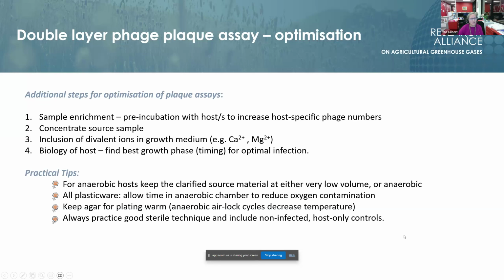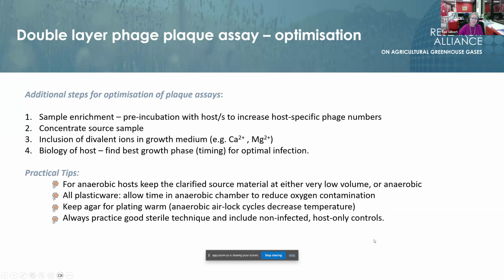And just a few practical tips there listed out. For anaerobic hosts, you need to keep the clarified source material either very low volume or anaerobic because you have to mix it with your culture. For plasticware, you have to allow time in the anaerobic chamber to reduce the oxygen contamination. If you're using canisters, this is important: keep the agar warm for plating because the airlock cycles decrease the temperature.